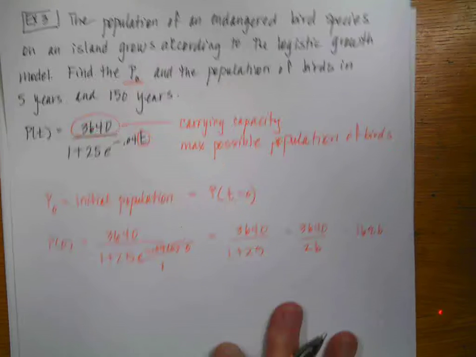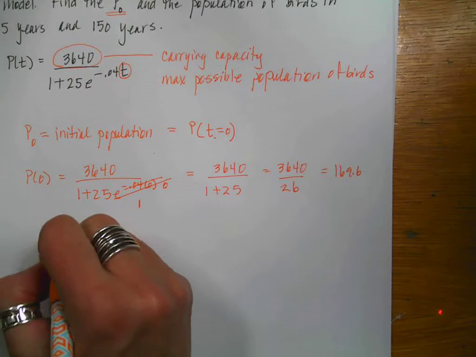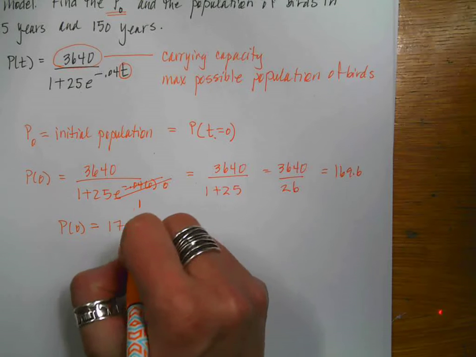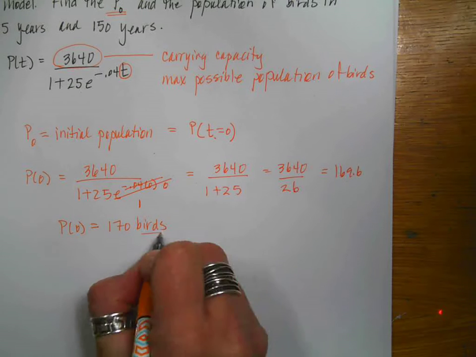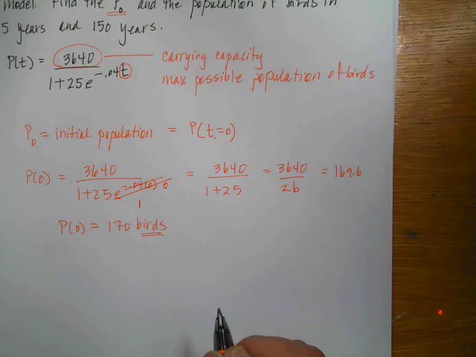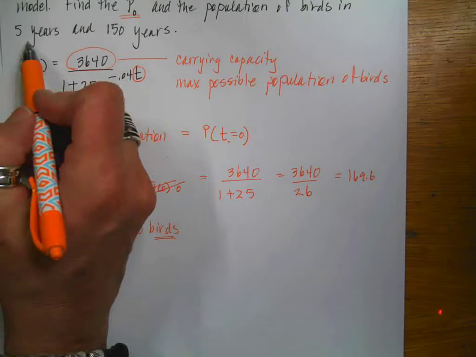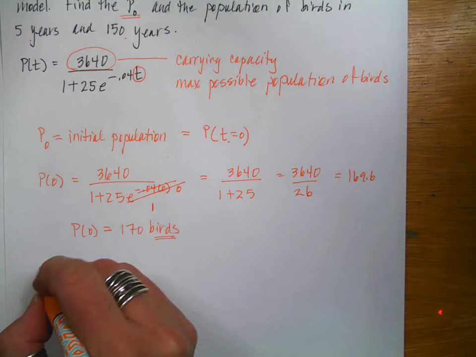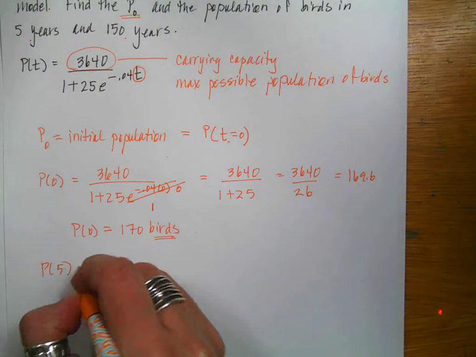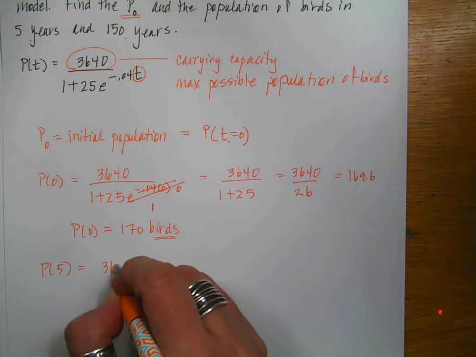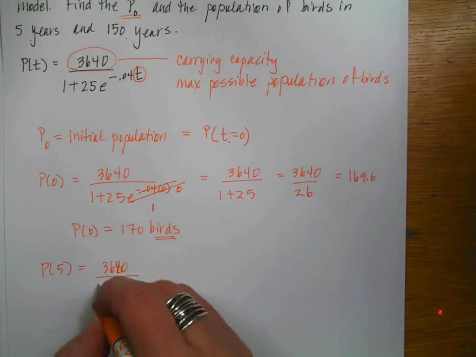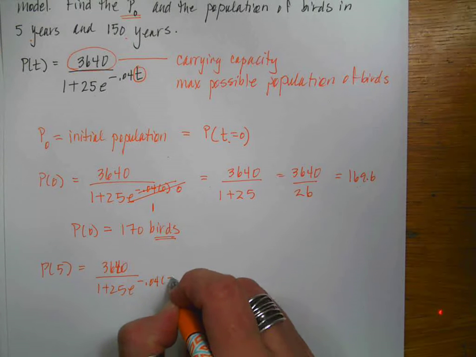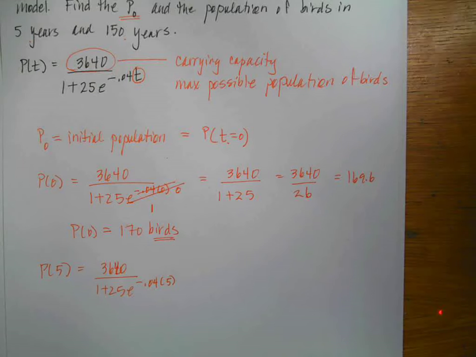169.6, but remember we're talking about creatures, so we don't want to have 0.6 of a bird, so we're going to say that P sub 0 is equal to 170 birds. Remember that you always need to include the unit. So now the next part of our problem said find the population in 5 years and 150 years. So P of 5 is going to equal the 3640 divided by 1 plus 25e to the negative 0.04 times 5.